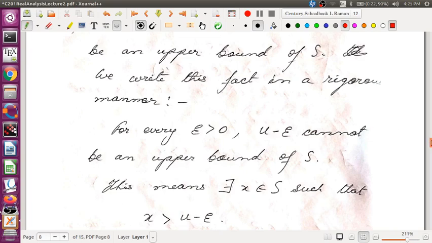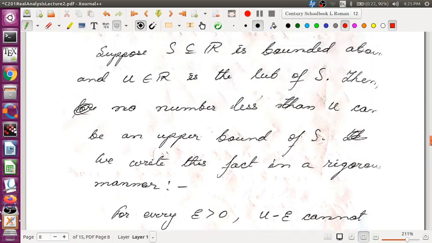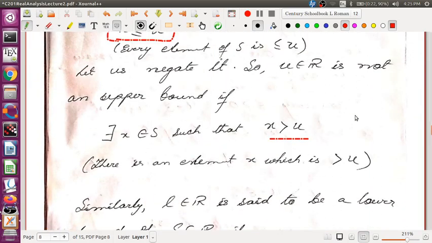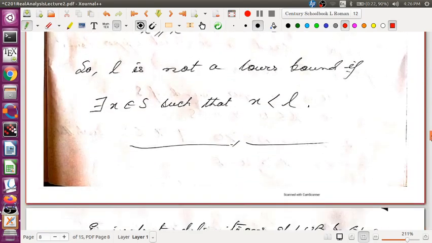So cannot be an upper bound, that means what? There exists an element x inside S which is strictly greater than U minus epsilon. This is what I just explained: U is not an upper bound of S if there exists an element inside S which is strictly greater than U. So U minus epsilon is not an upper bound if there exists an x inside S such that x is greater than U minus epsilon.